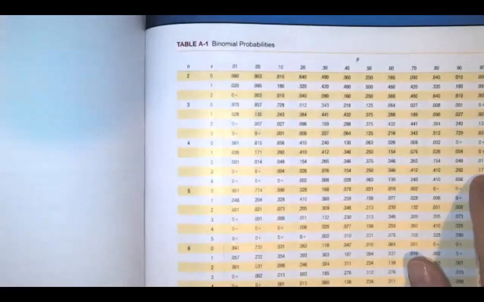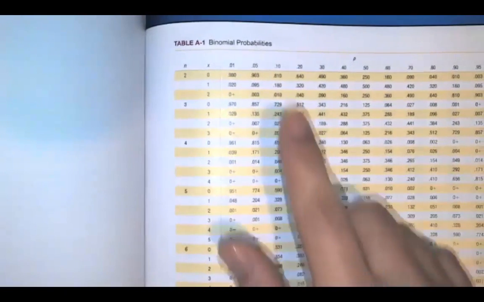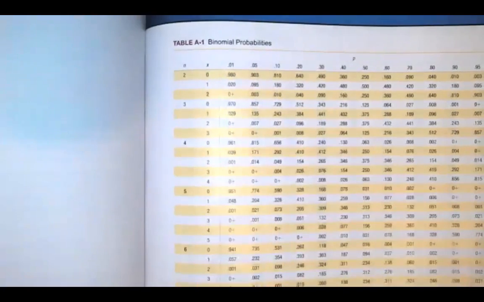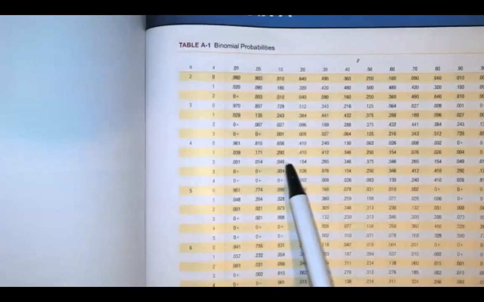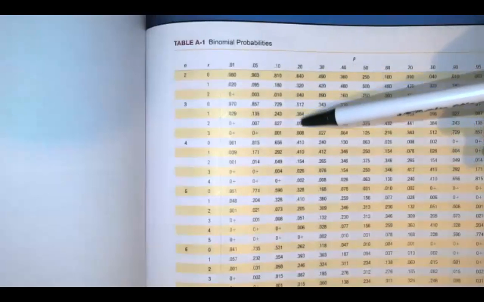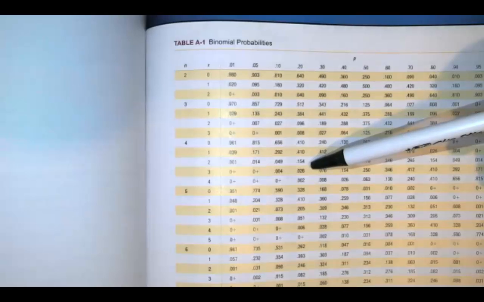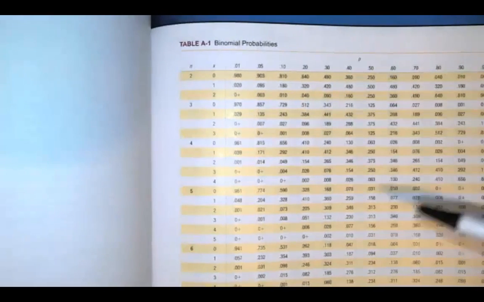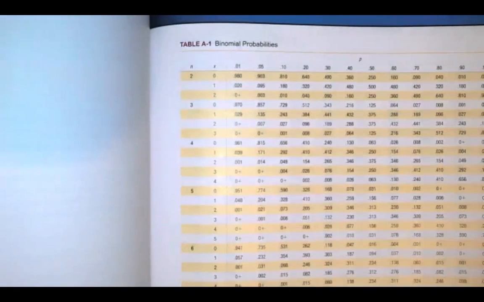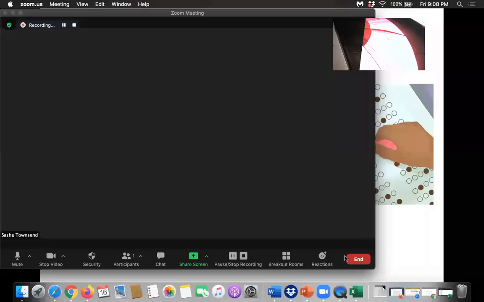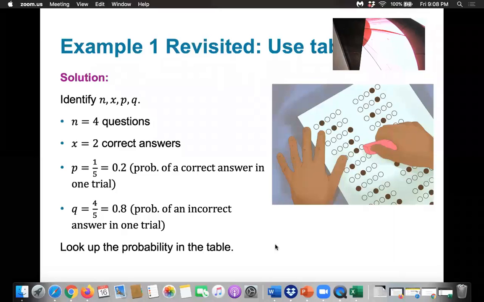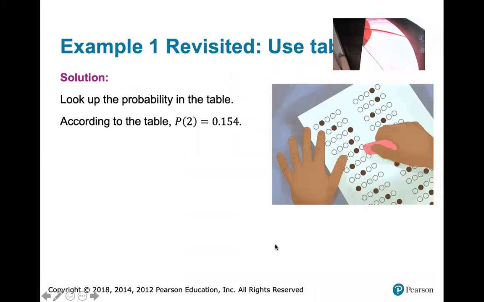And then the corresponding probability that we want was 1 in 5, or 0.2. So we're in this row, and we're in this column. And I don't know if you can see it, but that probability is listed as 0.154. Notice that all of these are rounded to 3 decimal places. So that's what the table says.